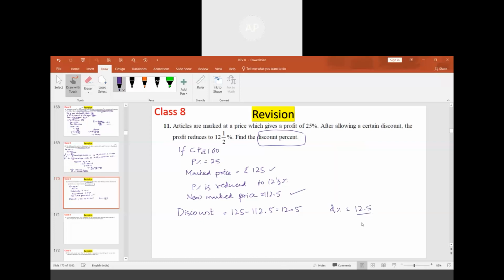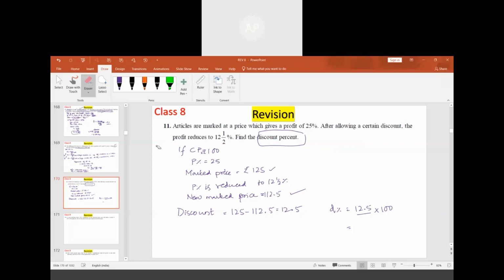So we get 12.5%. No, sir, it is 13.5, sir. No, for calculating, we have to take the market price as the denominator, I think.